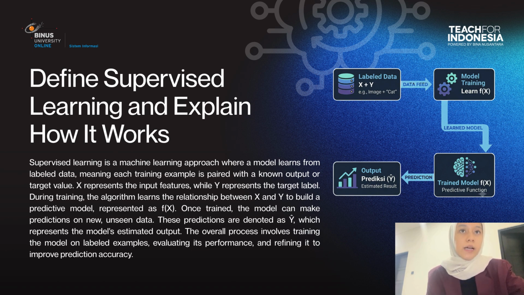Once the model has been trained, it can make predictions on new and unseen data. These predictions are represented by y-hat, which indicates the model's estimated output. Overall, the process of supervised learning involves training the model using labeled examples, evaluating its performance, and refining it to improve prediction accuracy.